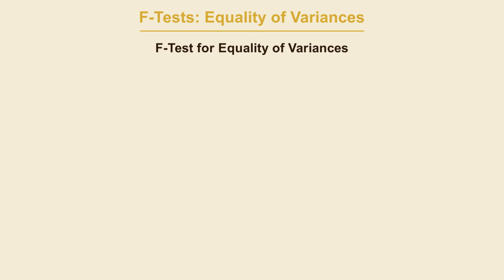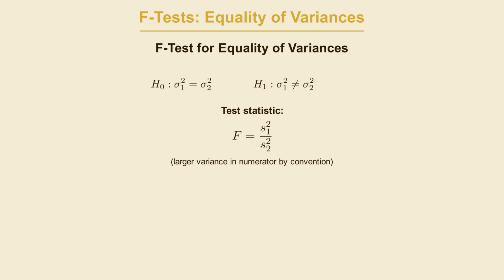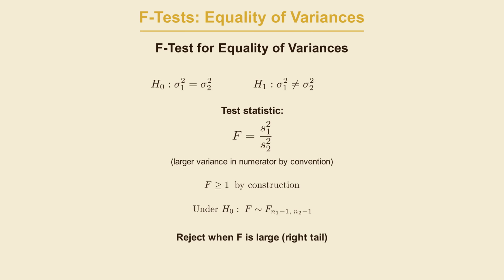So the F-test for equality of variances works like this. You set up your null hypothesis that the two population variances are equal. The alternative is that they are not equal. The test statistic is just the ratio of the two sample variances, and the convention is to put the larger sample variance in the numerator. So F equals the larger sample variance divided by the smaller sample variance. That means F is always greater than or equal to 1 by construction. Under the null, the statistic follows an F distribution with degrees of freedom equal to the two sample sizes minus 1. Then we reject when F is large enough, out in the right tail of the distribution.